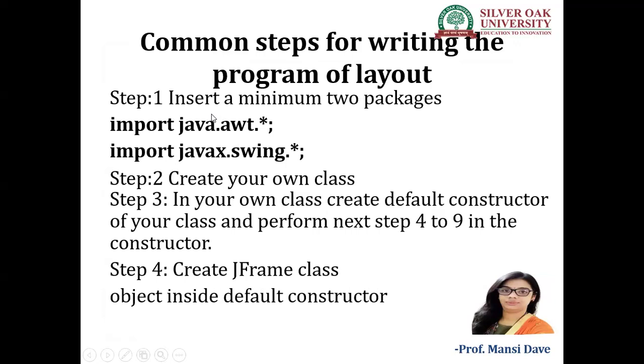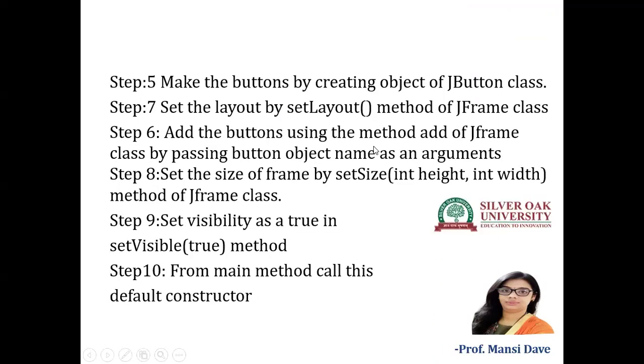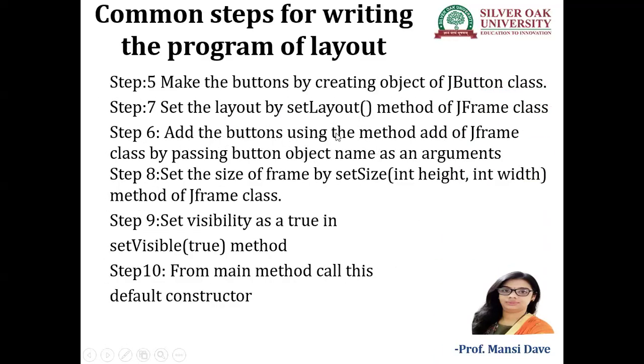Now, which are the common steps for writing the program of layout? We will understand each and every method of the JFrame class with a programmatic example after completing this topic. First step, you need to import two packages, AWT and Swing. Second step, you need to create your own class. Step number 3, in your own class you need to create the default constructor. Steps number 4 to 9 are performed in the default constructor. Step number 4 is to create the object of the JFrame class, as you know that the JFrame class is inside the Swing package and we have already imported it in step number 1.